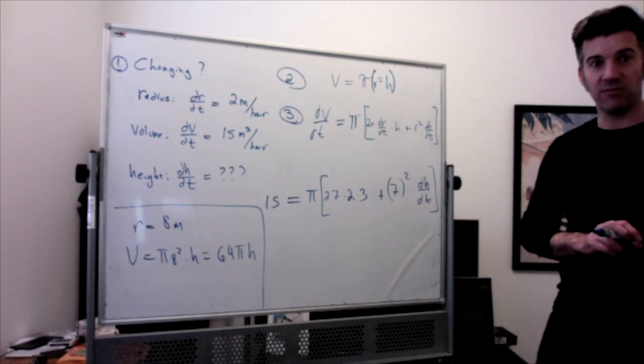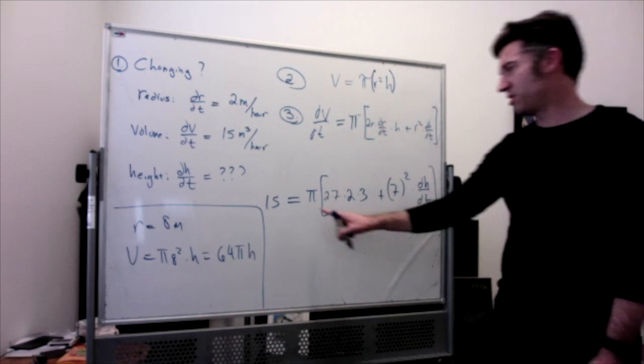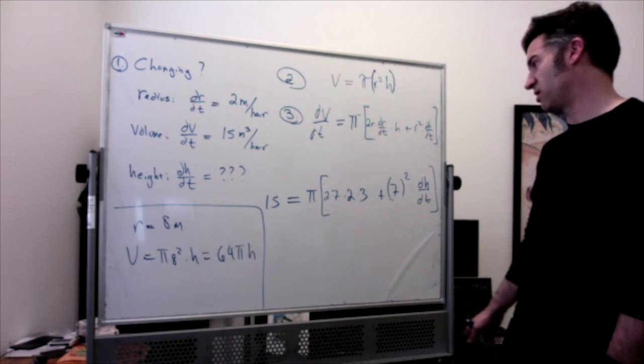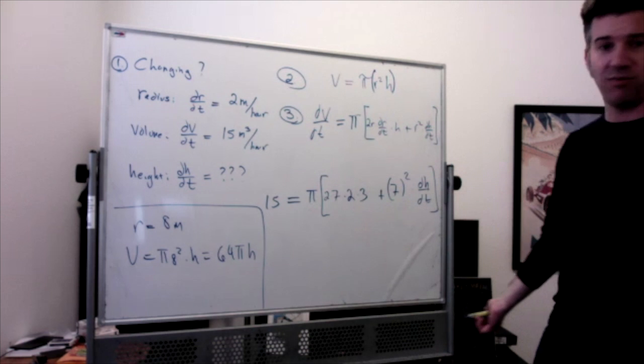All right, that's looking pretty hideous, and I want to solve for that. So we can divide by pi and then subtract, or we can distribute the pi and then, I don't know, it seems terrible either way, really.